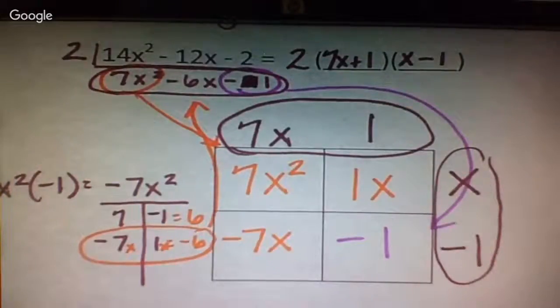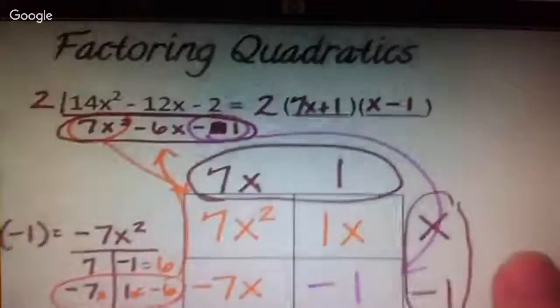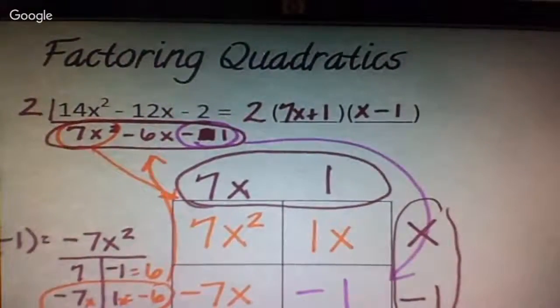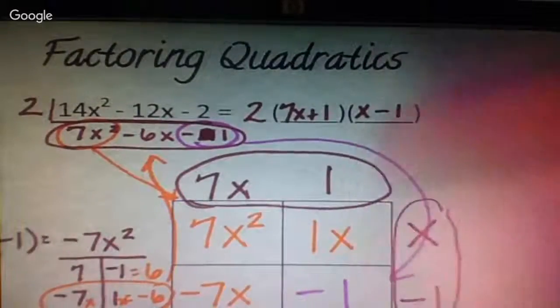Questions so far? Can you check that, like, to check that you got it right? Absolutely. The way that you check this is called the FOIL method.